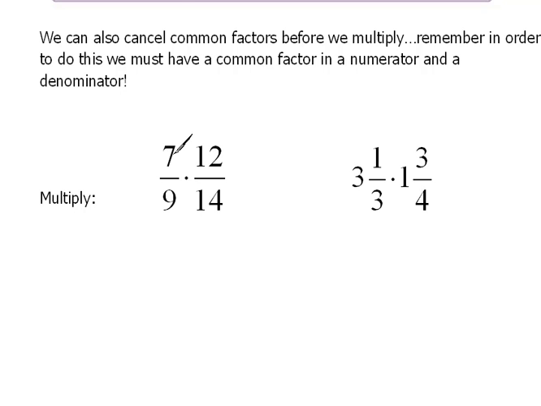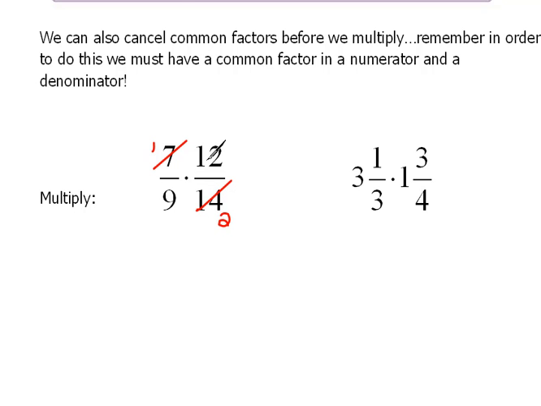Absolutely. Look at the 7 and the 14. These both have a 7 in common. 7 will go into itself one time, and 7 goes into 14 two times. Now, we can continue reducing or canceling as long as we look at numerators and denominators. You have to have one of each. You cannot cancel on the top and on the bottom. It has to be one of each.